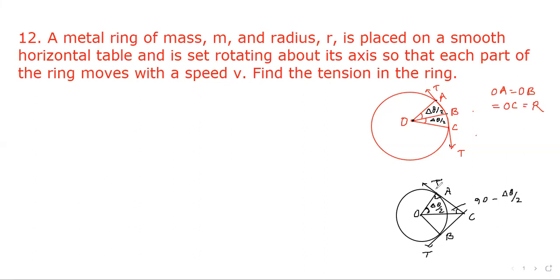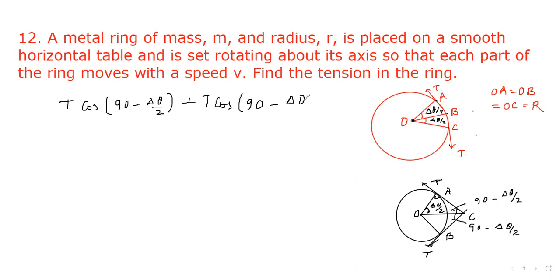Now, if we take the component of tension along the radius, that will be T cos 90 minus delta theta by 2. Similarly, this angle is also 90 minus delta theta by 2. So the component of tension will be T cos 90 minus delta theta by 2, and this will provide the centripetal force.